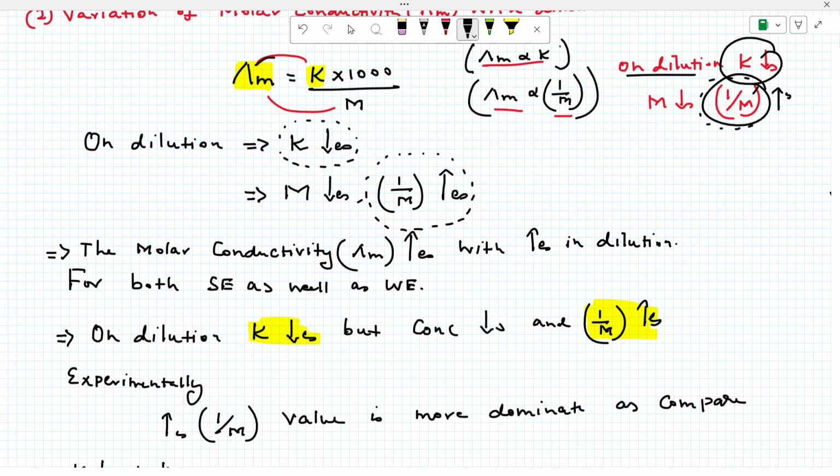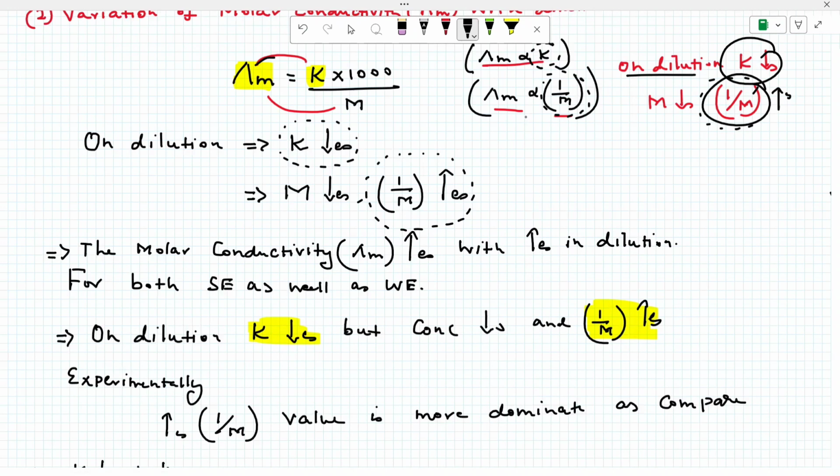Listen, one more student asked: what is the value of kappa, and what is molar conductance? Kappa is the conductivity measured for 1 unit cell, and 1 by M means per molar concentration, simple. Molarity. Lambda will depend upon K as well as 1 by M, according to the formula.